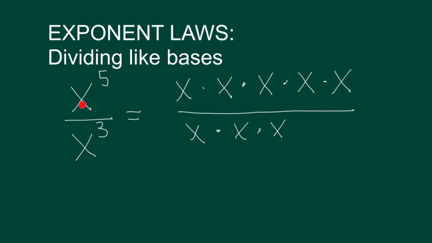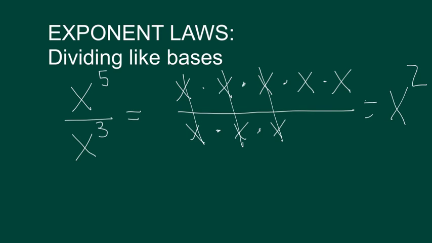Now, x to the fifth is the same as x times x times x times x times x, x times itself 5 times. X to the third is x, x, x. You'll remember when simplifying fractions that if you had a common factor between the numerator and denominator, they would cancel. So these three x's would cancel, leaving you with x times x, which is x squared.